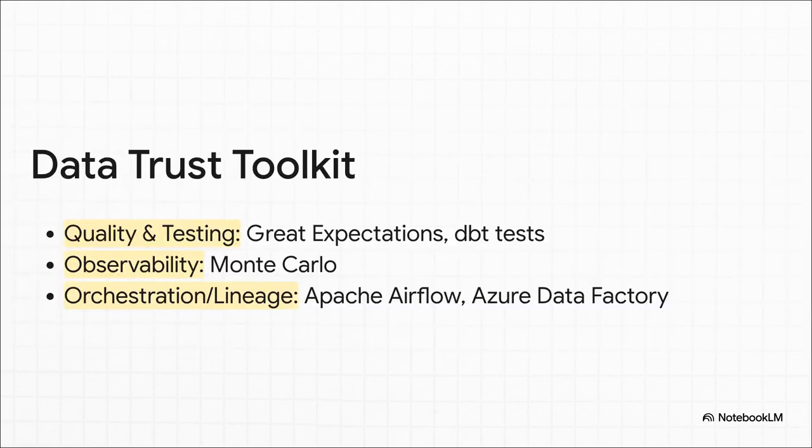And yep, you guessed it, there's a whole toolkit for this too. We use frameworks like Great Expectations or dbt tests to actually define and code what good data should look like. We use observability platforms to monitor quality over time, and orchestrators like Airflow to track that lineage and see exactly how data is moving through our systems.